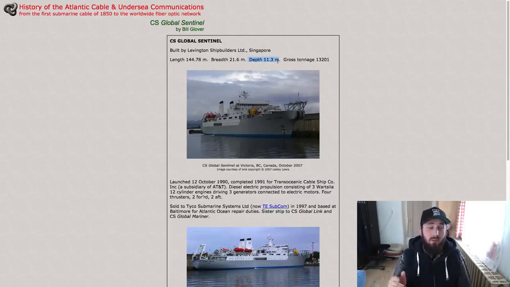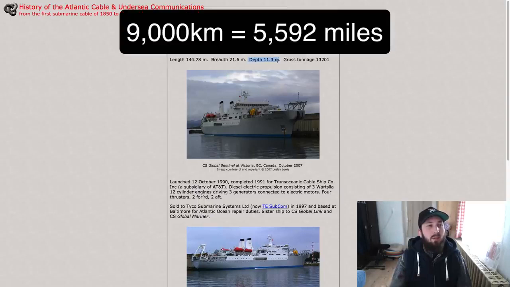This is 900 miles only. 9,000 kilometer long cable for Google is about 5,592 miles. And we were talking about 900 miles only in 3 spools on that ship.